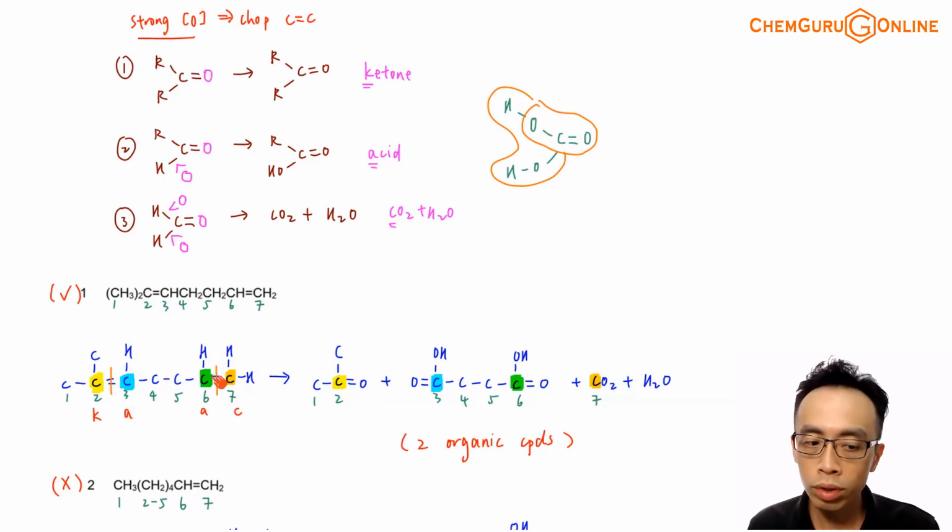Carbon number 6, also look at carbon number 5, which is an R group. And carbon number 6 is attached to a hydrogen. This is attached to an RH. Scenario number 2, oxidized to my acid group. So put an A for acid for carbon number 6.